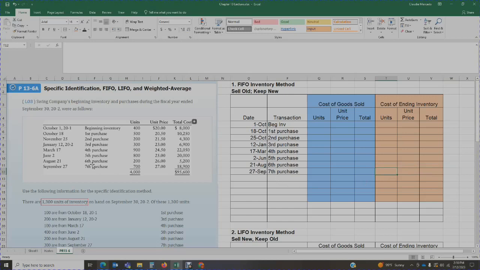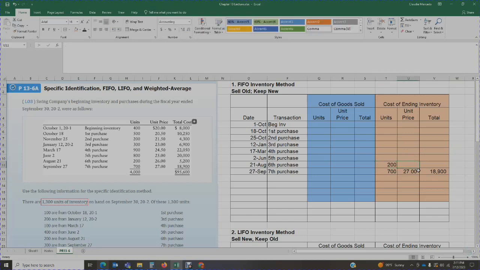So let's look at that 7th purchase. On that 7th purchase, I had 700 units that I'm going to keep, and they cost me $27 a piece. And let me put this in. Then I'm going to multiply them, and that's going to give me 18,900. So I've got 700 units, and then from August the 21st, I got 200. So 7 plus 2, that's 900. So I still have more to go.